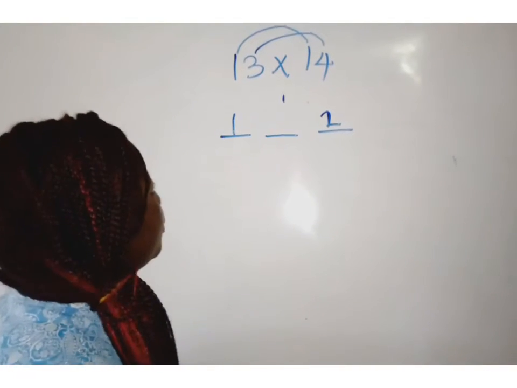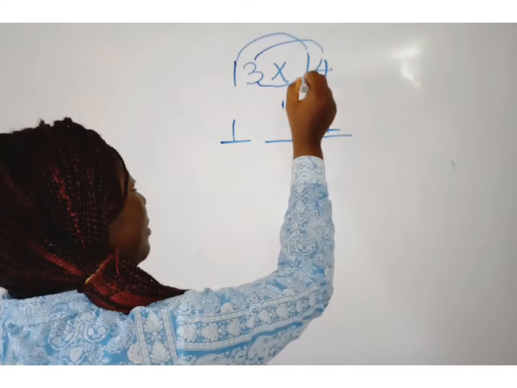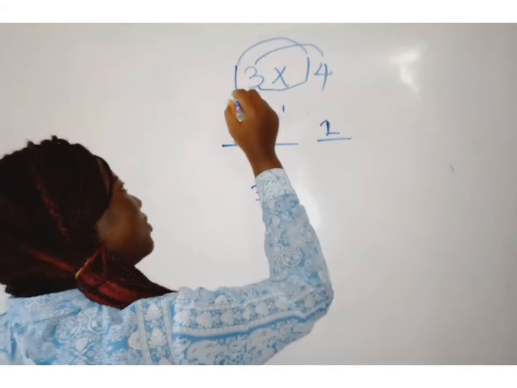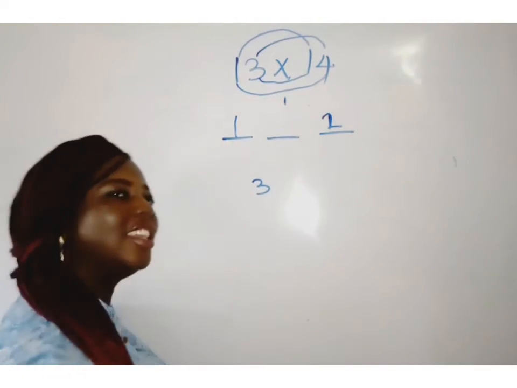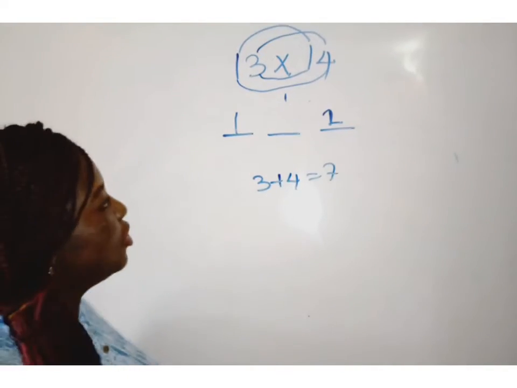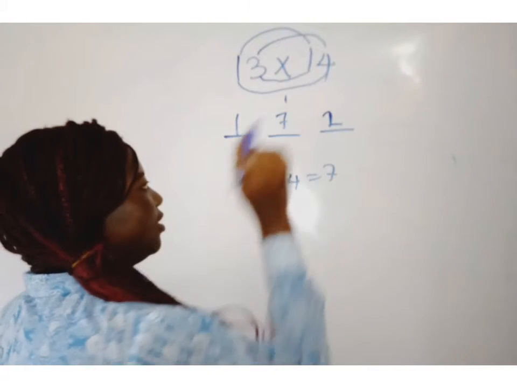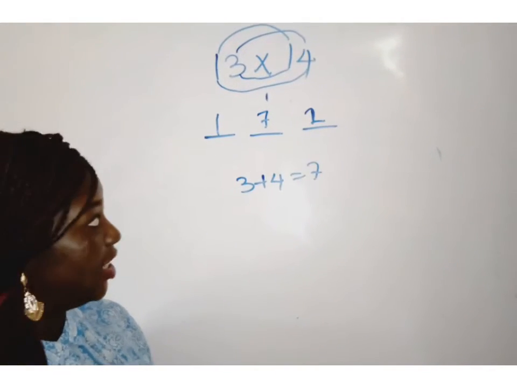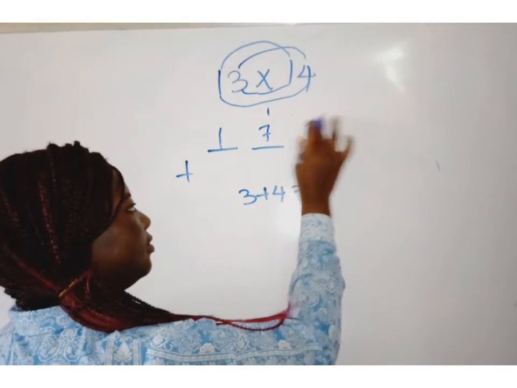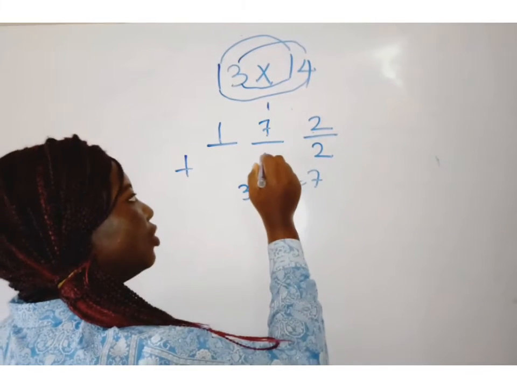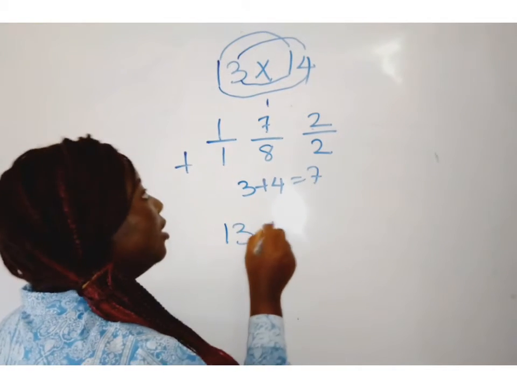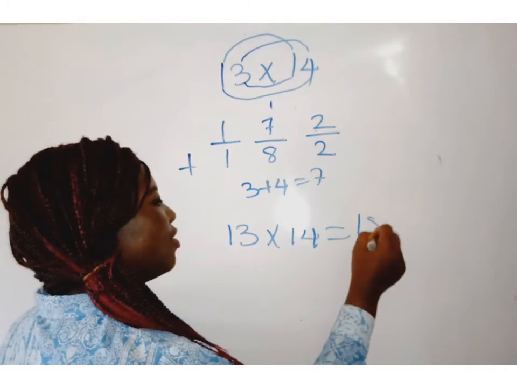So the next thing we are going to do is to multiply this second digit by the first digit, which is 3 multiplied by 1 will give us 3. So we are going to multiply this first digit with the second digit again, which is 4. So 3 plus 4 will give us 7. So that means our answer here is 7. So the next thing we are doing right now is to add everything together. So addition. This one is 2. So 7 plus 1 will give us 8. And this one is 1. That means 13 multiplied by 14 will give us 182.